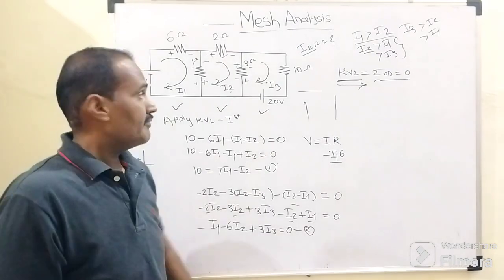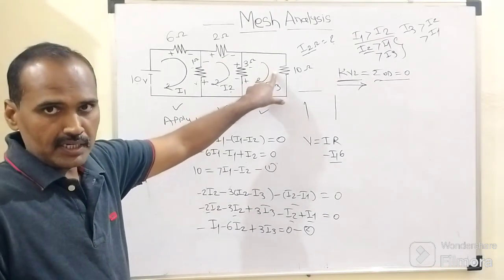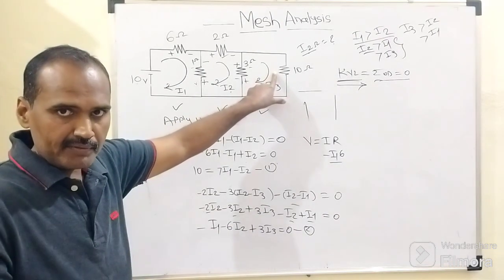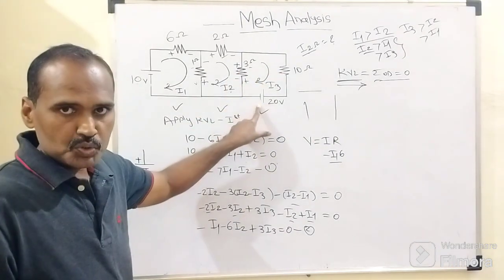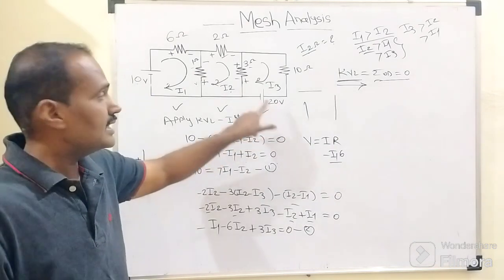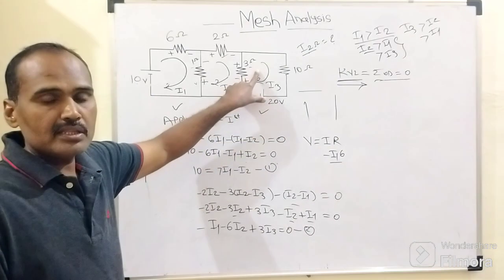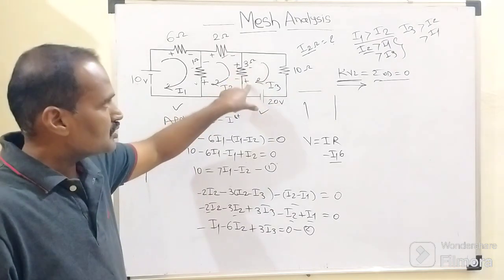In the same manner, we need to apply this Kirchhoff voltage law to mesh number 3. So how many elements do we have within that mesh number 3? There are 2 resistors and one energy source, a battery of 20 volt. Which fundamental current is present within mesh number 3? That is nothing but I3. The assumed direction of I3 is again clockwise.